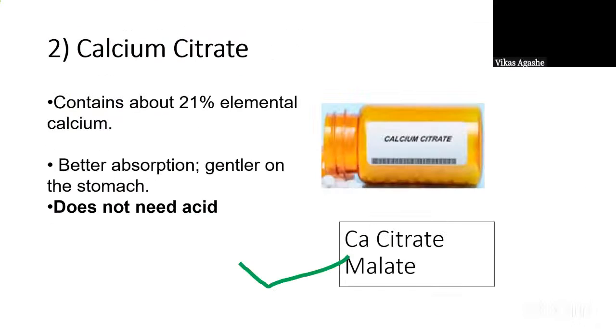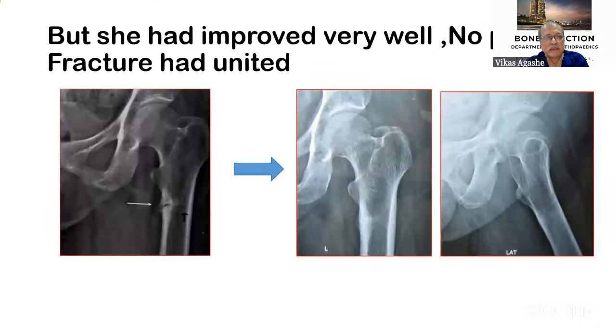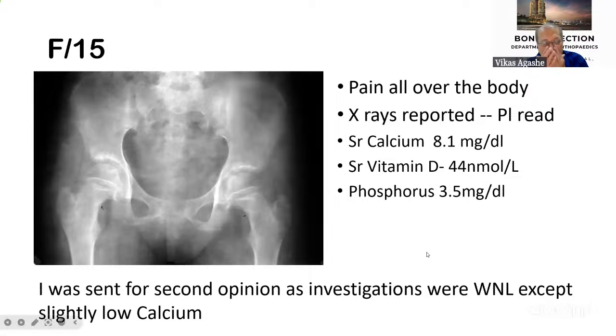Now this we will skip for the time being. I'll show you another case now. This is a 25-year-old girl. She has pain all over the body. X-rays are reported. I would like you all to read, but I would like to ask you this question. These are our values. I was sent for a second opinion because all the investigations were within normal limits except slightly low calcium. So can you comment on that? Adish, Rajan, Subbu.